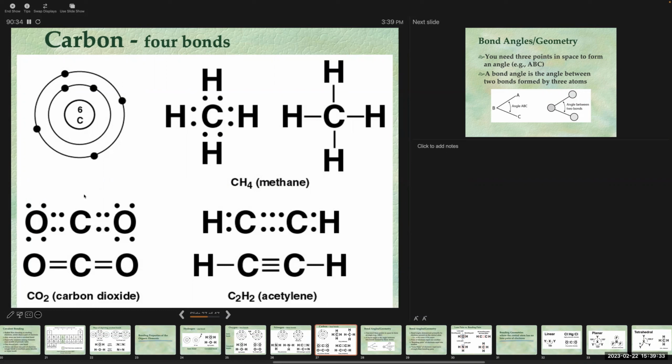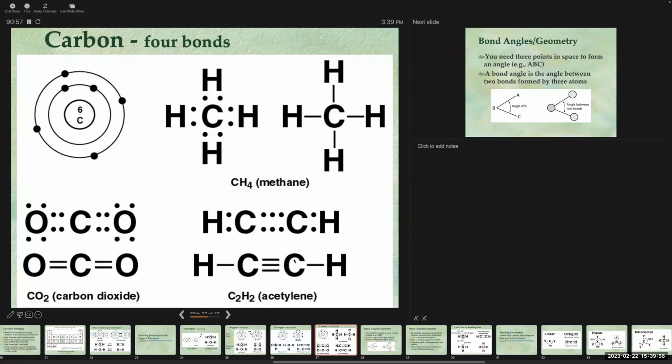Here's another example down here in the bottom left. This is carbon dioxide, CO2. Carbon shares 2 pairs of electrons with an oxygen on one side, 2 pairs of electrons with an oxygen on the other side. So you see carbon in the center double bonded to one oxygen and also double bonded to another oxygen to make CO2.